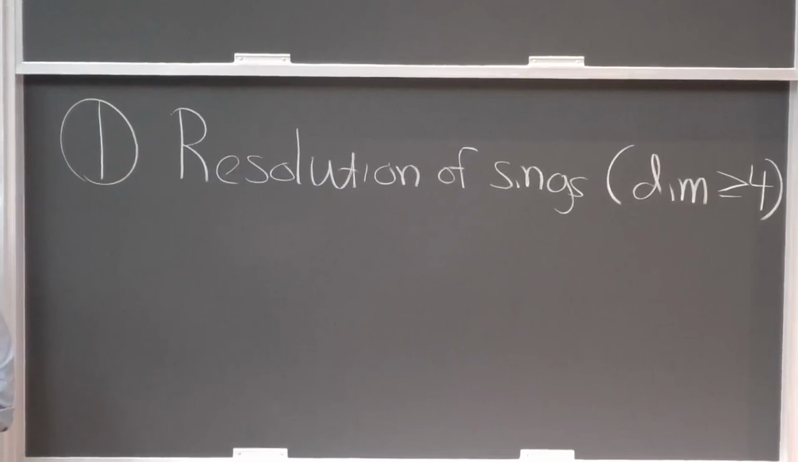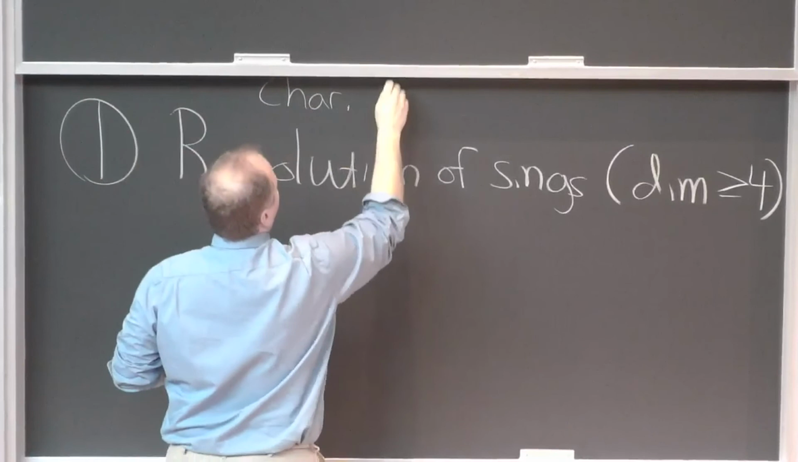But we don't know how to resolve singularities in dimension bigger than 4, even over an algebraically closed field of characteristic P. So characteristic P, what's missing?